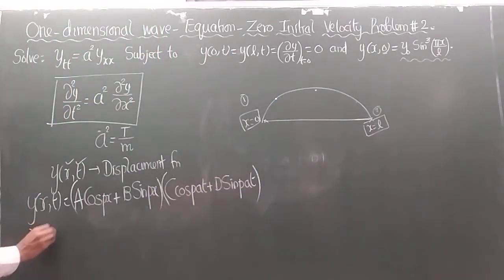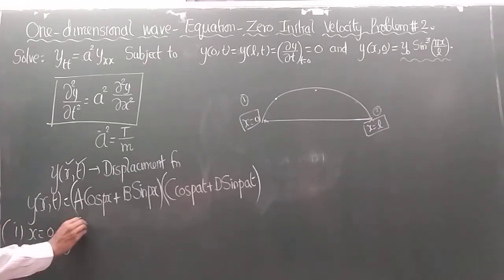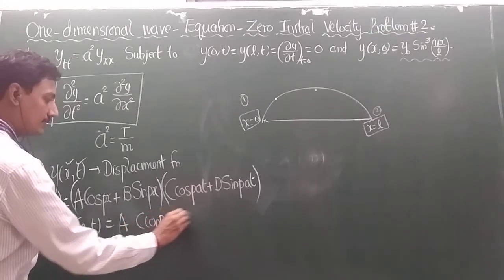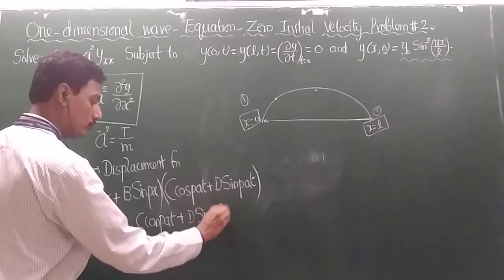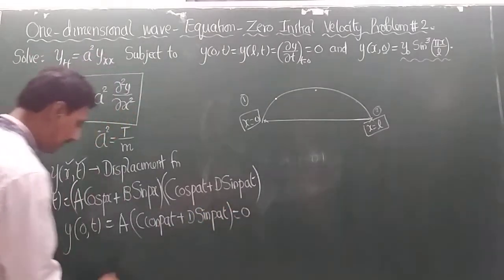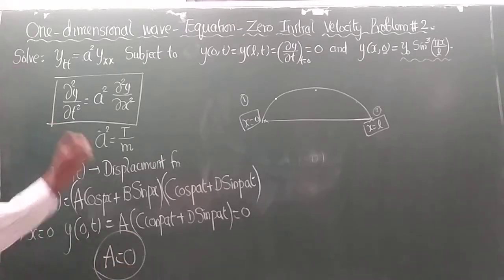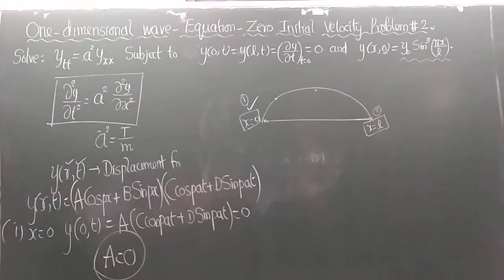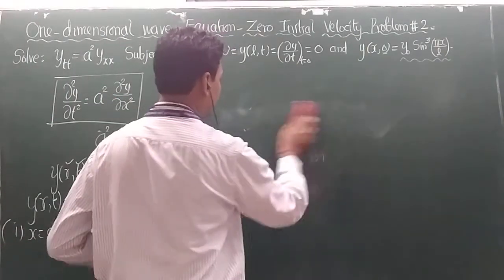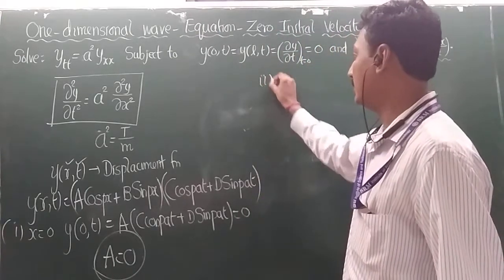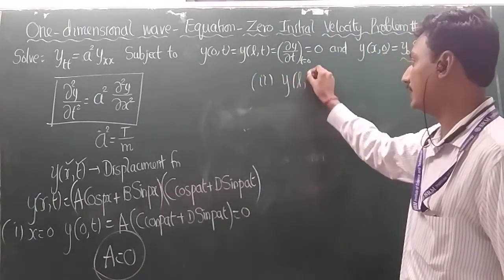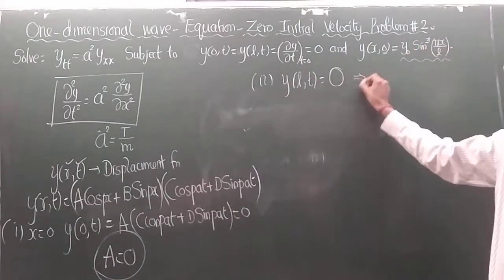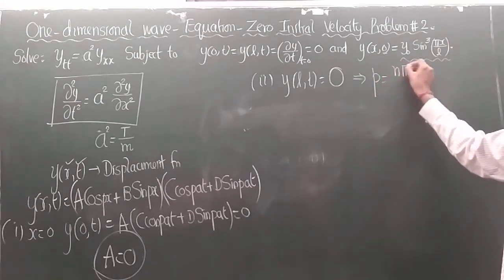In this correct solution, when we apply the first boundary condition, x equal to 0, we get y of 0 comma t is equal to a into (c cos pat plus d sin pat) is equal to 0. So in this case, we get a equal to 0. Now when x equal to L, what happened? By using the second boundary condition, when x equal to L, y of L comma t, the displacement, is 0. So by using this condition, we found that the value p equal to n pi by L.